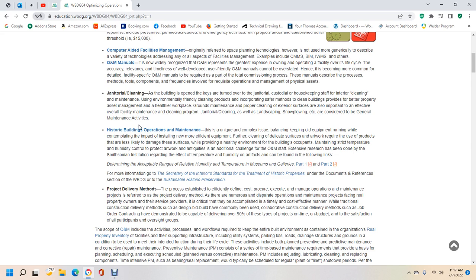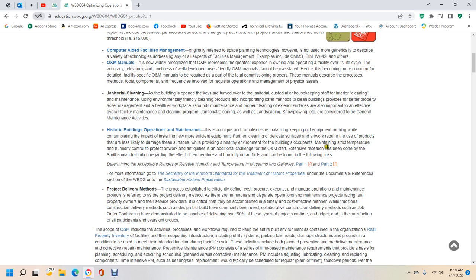Historical building operation and maintenance presents a unique and complex issue of balancing keeping old equipment running while contemplating the impact of installing new, more efficient equipment. Further, cleaning the delicate surfaces of artwork requires the use of products that are less likely to damage the surfaces and that provide a healthy environment for the building occupants. Maintaining strict temperature and humidity control to protect artwork and antiques is an additional challenge.